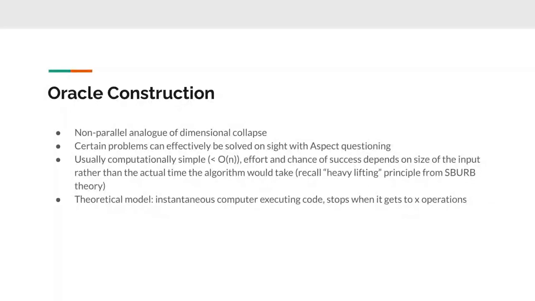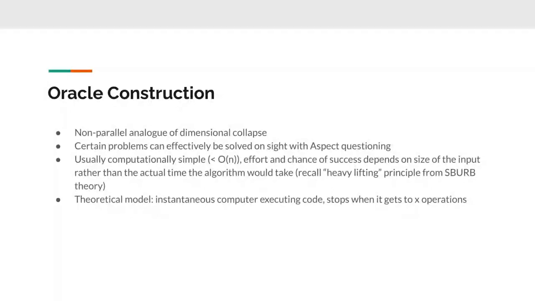Certain problems can effectively be solved on site with aspect questioning. Usually this is computationally simple, so it's less than O of n. If you're asking your aspect a question, the problem is that aspect questioning is unreliable as to the problems it actually solves.